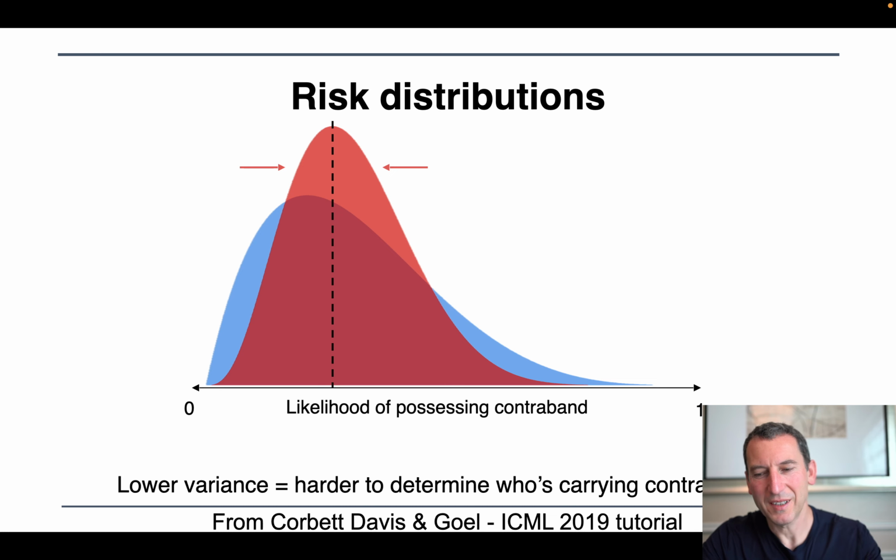Now, this is another case. In this case, it turns out that both have the same average risk. It's actually been engineered in such a way that the red and the blue curve have the same average risk. However, it just so turns out that determining the risk for the red curve is a lot harder than for the blue curve.